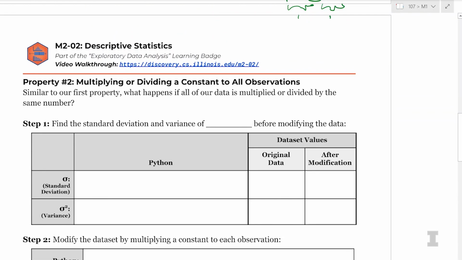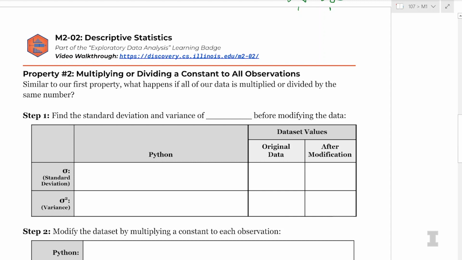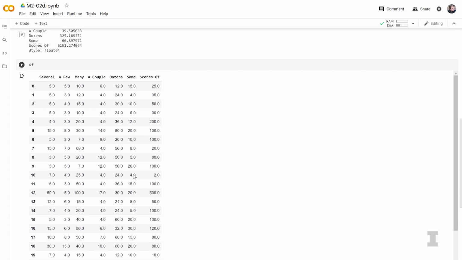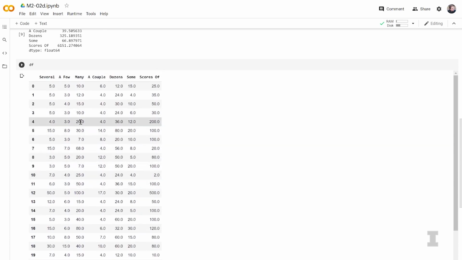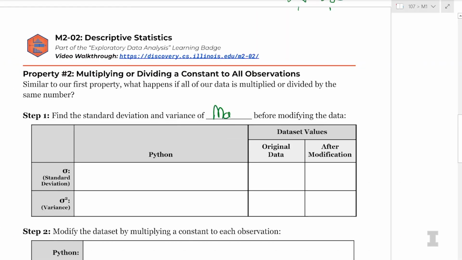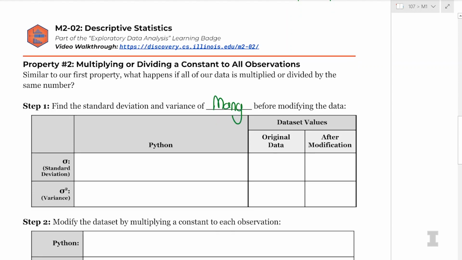So to find the standard deviation and variance of, let's think about a column that has a lot of variance. So looking at a data set, which one do you think would have a lot of variance? So Carly can just type df to look at all of the different columns. Yep, that's exactly what I did. And let's see. It looks like mini has a lot of variance from what I can see. I see some people said 7 is mini, some people said 80 is mini. Awesome. So we're going to look at this, find the standard deviation and variance of mini before modifying the data.